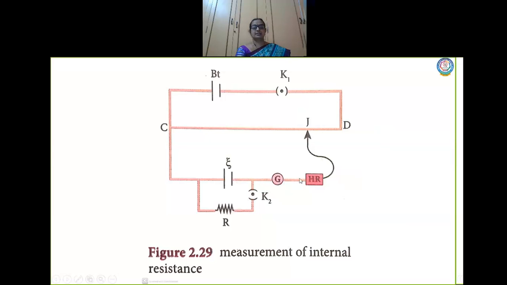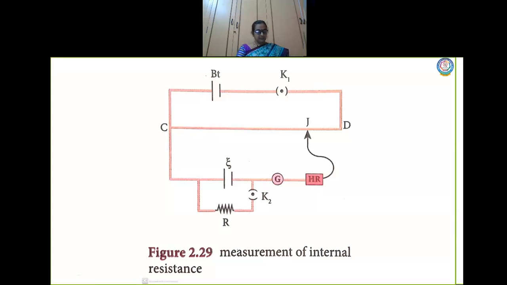and a high resistance. And the extra thing that we do here is you connect a known resistance across this cell, along with a key. So this is the circuit which has to be added. Other things you are already familiar with. So you have a known resistance box and a key included across the cell. Okay. So the other things are the same. So the connections are clear.